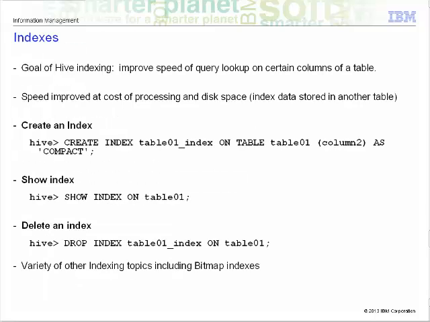In Hive, there's a variety of advanced topics, one of them being indexing. The goal of Hive indexing is to improve the speed of query lookups for certain columns of a table. It's important to note that the speed improvement comes at the cost of processing and disk space, as the index data is stored in another table on the file system. Here's a few simple statements that demonstrate how to create, show, and delete an index. There's also a variety of other indexing topics, including bitmap indexes and more.